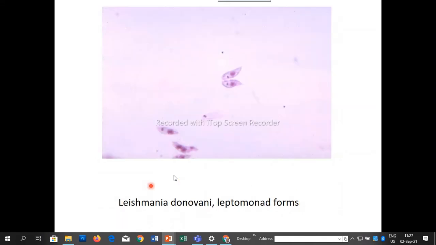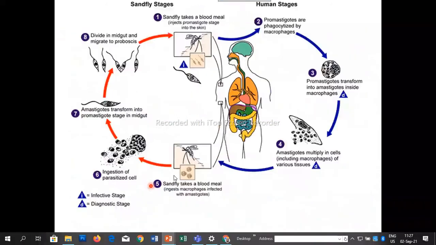This is Leishmania donovani, leptomonad form. Let's see how the life cycle occurs. The life cycle here occurs by this sandfly, which comes to take a blood meal and injects the promastigote stage into the skin.